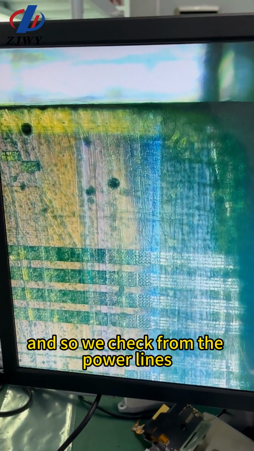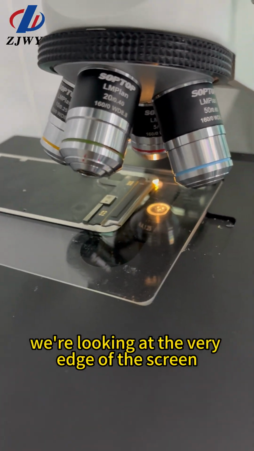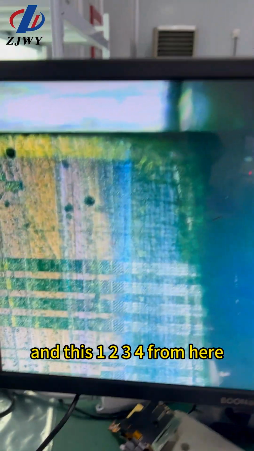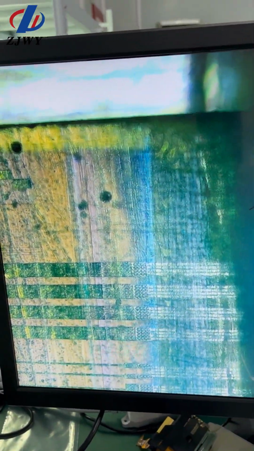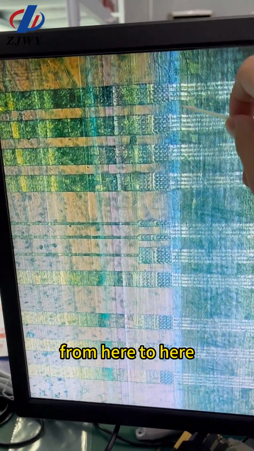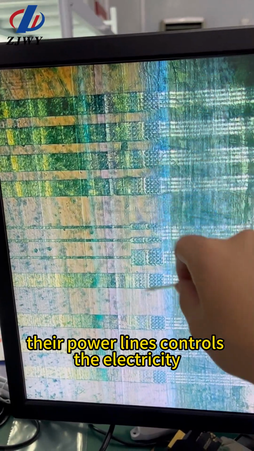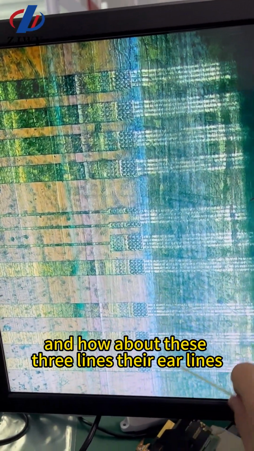So we check from the power lines, and you can see we're looking at the very edge of the screen. And this 1, 2, 3, 4 from here. From here to here, there are power lines, controls the electricity. And how about these 3 lines? They are ear lines, controls the ear.